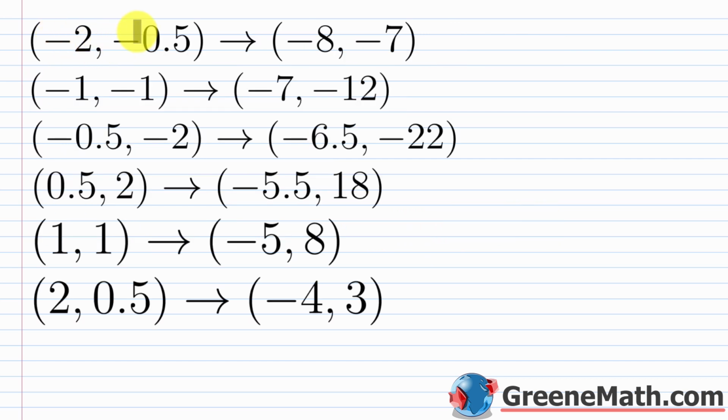So -2 comma -0.5, that's going to go to -8 comma -7. Then -1 comma -1, that's going to go to -7 comma -12. -0.5 comma -2, that's going to go to -6.5 comma -22. 0.5 comma 2, that's going to go to -5.5 comma 18. 1 comma 1 is going to go to -5 comma 8. 2 comma 0.5, that's going to go to -4 comma 3.